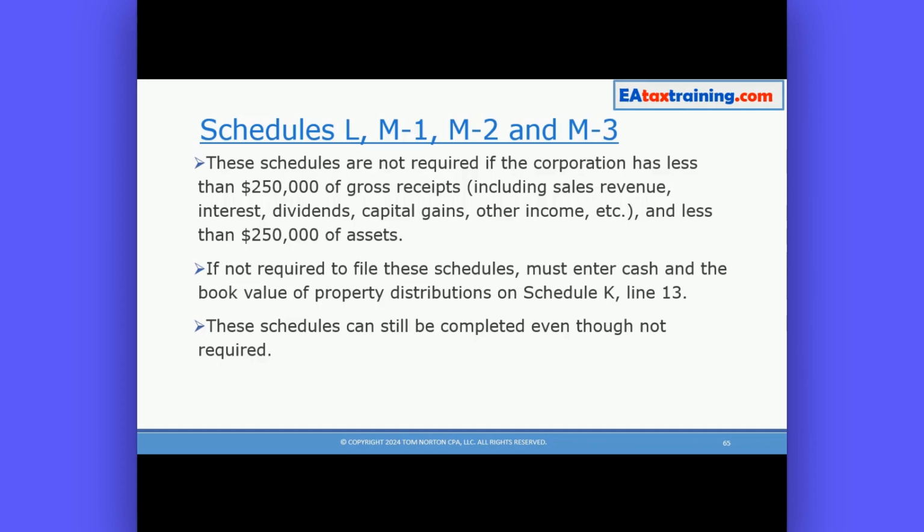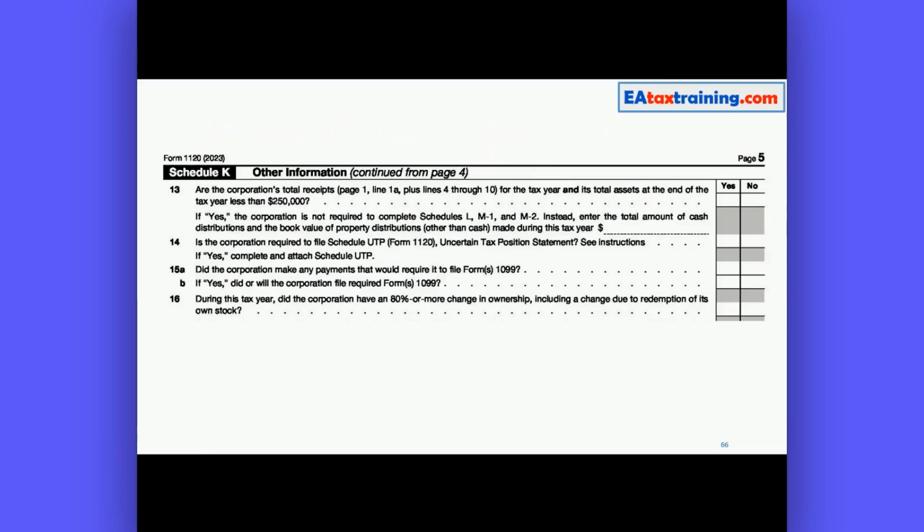And of course, these schedules can still be completed even though they're not required. And I will just tell you, especially for a corporation, I like to always have these schedules done. But for the exam, you need to know that for these smaller corporations, you do not need to file these schedules. So here's that part of Schedule K where you put in the distributions. You put it right here. Well, first, you're going to answer the question, are the corporation's total receipts for the year less than $250,000 and total assets?